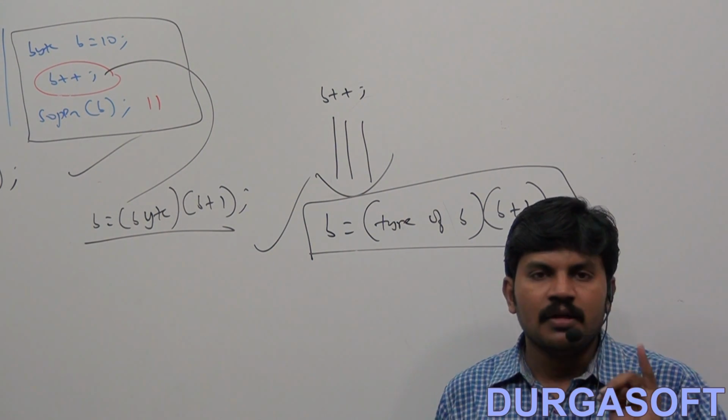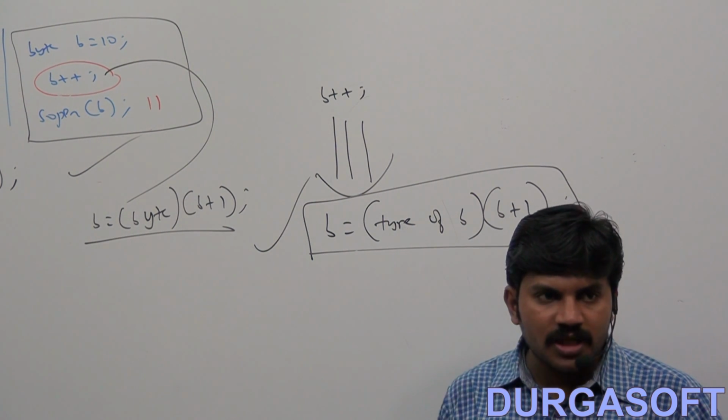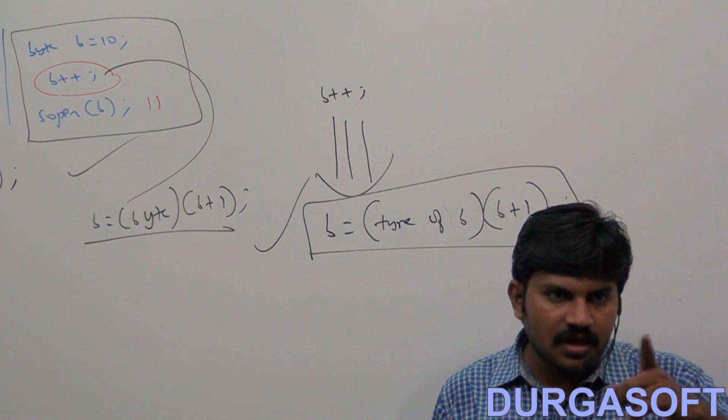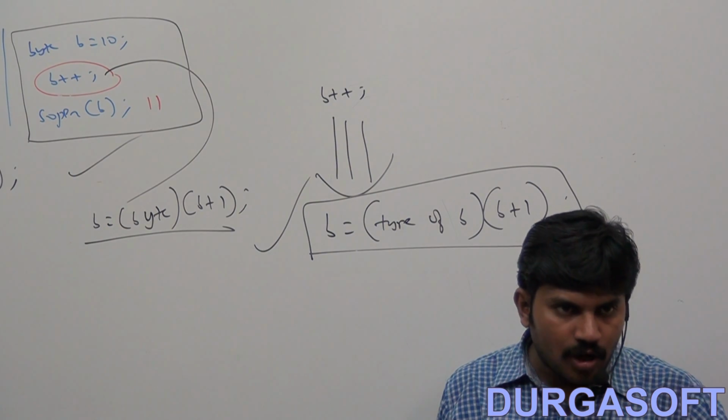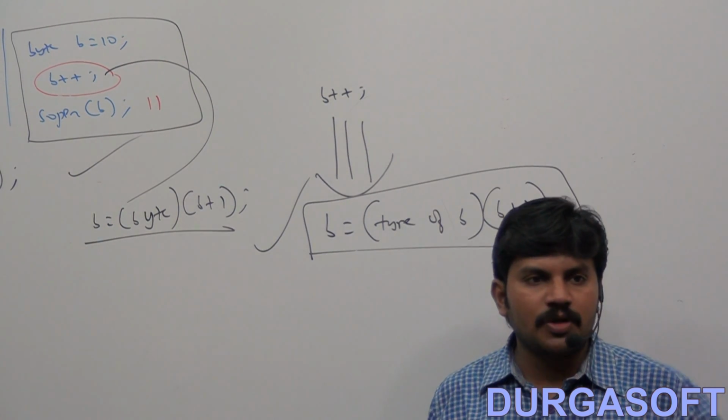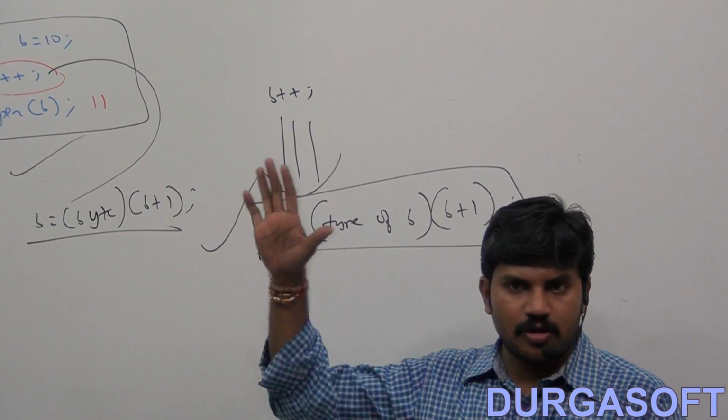Last one, the difference between b plus plus and b is equal to b plus 1. In the case of increment and decrement operators, internal typecasting will be performed automatically. We are not responsible for performing it explicitly. I hope that is clear.